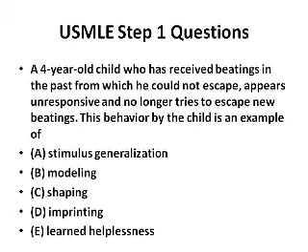A 4-year-old child who has received beatings in the past from which he could not escape appears unresponsive and no longer tries to escape new beatings. This behavior by the child is an example of A, stimulus generalization, B, modeling, C, shaping, D, imprinting, or E, learned helplessness. Well, I think the right answer here is learned helplessness.